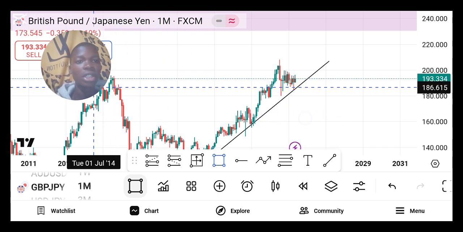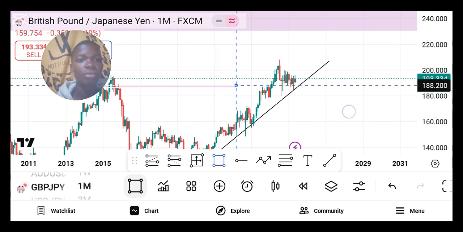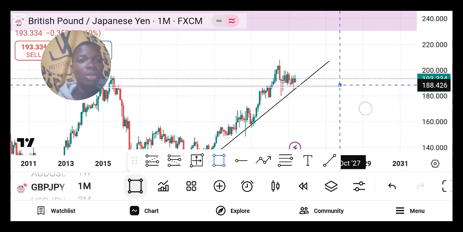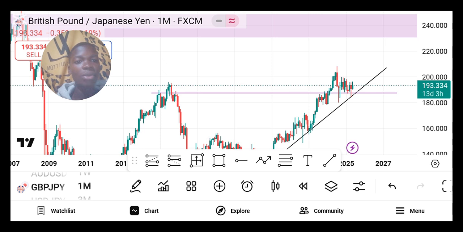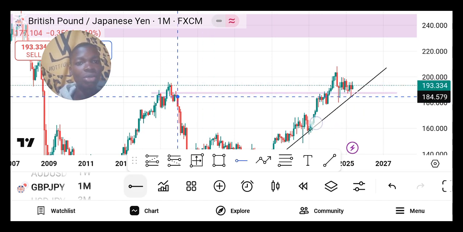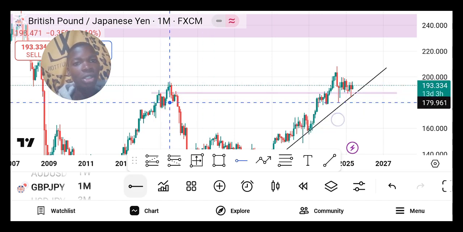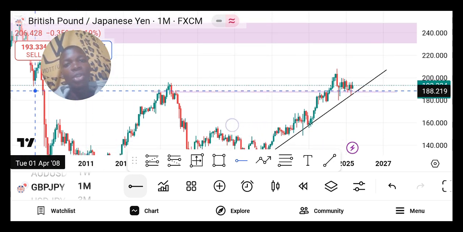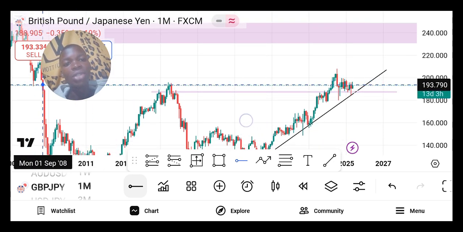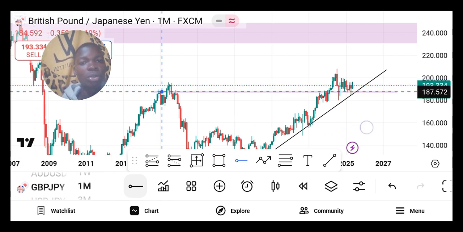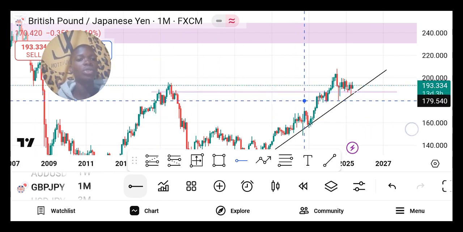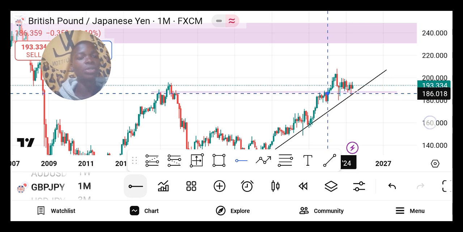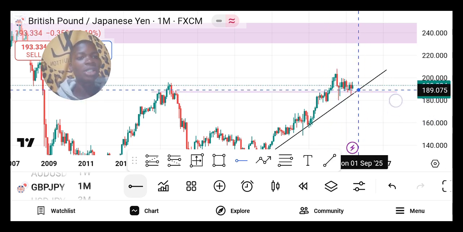We keep having the rejection from this support level. What makes it valid is that we got one zone here, two zones here, and if I draw it, you can see that here again is another support level. So we got one support, two supports, and then three supports, which makes it a more valid zone.